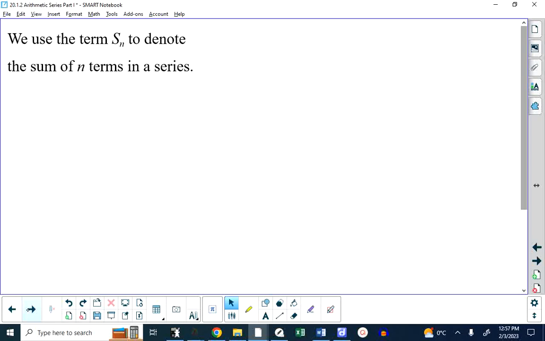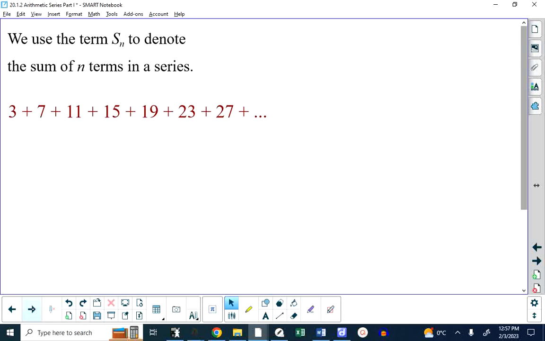So what does S sub n mean? Let's consider, and this is not in your notes, this is just for your perusal and thought of what's going on. I have 3 plus 7 plus 11 plus 15 plus et cetera. Can you just inspect that and make sure that it's arithmetic?